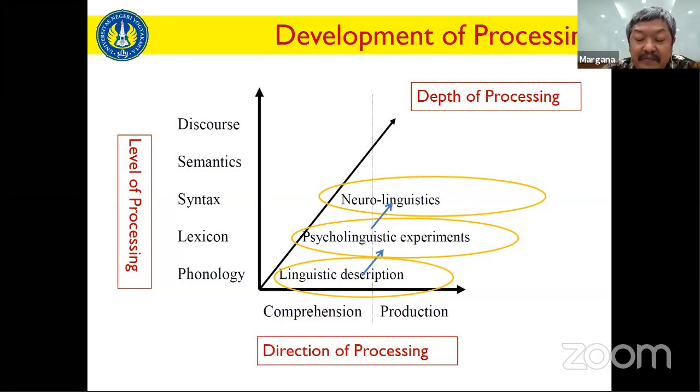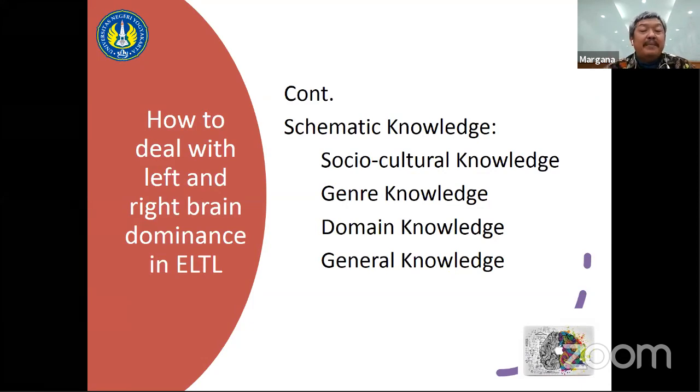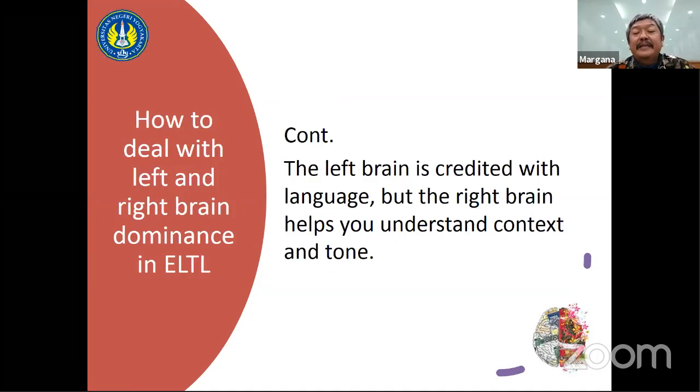Remember that the information that we get should be placed in long-term memory so that we can recall it anytime. To do so, having a balanced left and right brain should be given emphasis. That is why schematic knowledge should be presented. It's not only systemic knowledge, but we also make it balanced between systemic knowledge and schematic knowledge, embodying socio-cultural knowledge, genre knowledge, domain knowledge, and general knowledge. Socio-cultural knowledge will develop our right brain. The left brain is credited with language, but the right brain helps you understand context and tones. That is the balance between left brain and right brain.